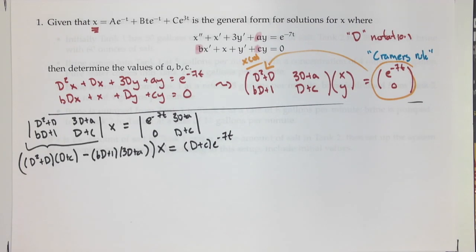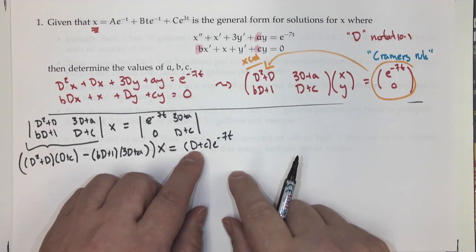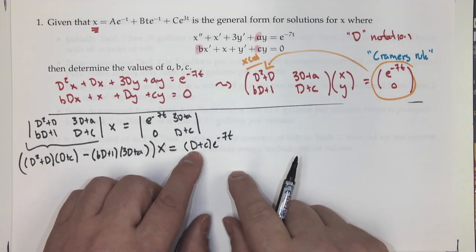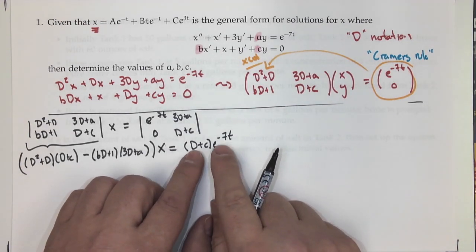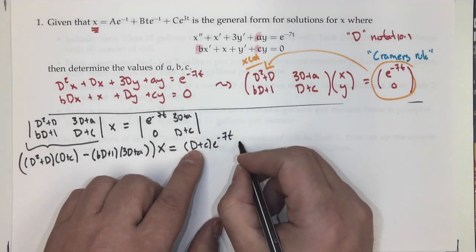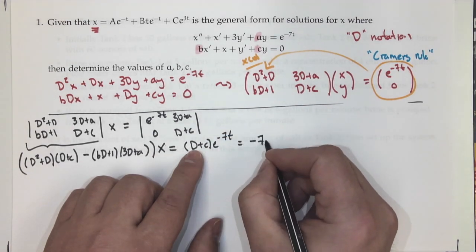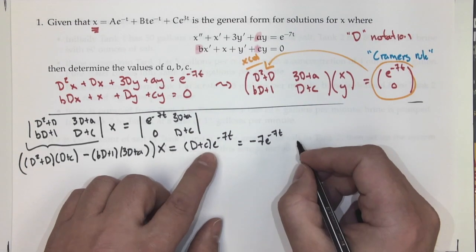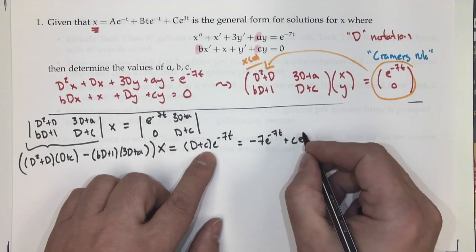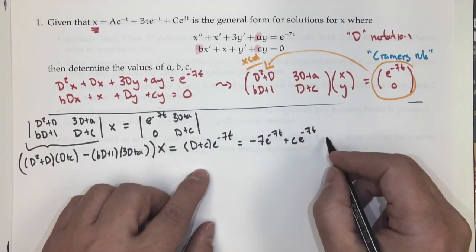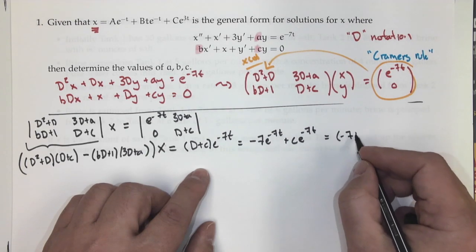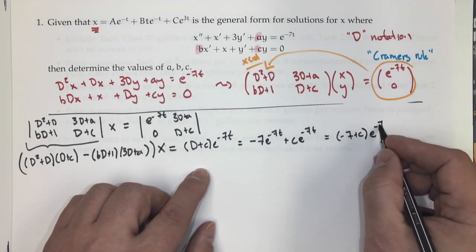Okay, well, let's clean up that right-hand side. So remember, d stands for derivative. If I'm taking the derivative of e to the minus 7t, that would be minus 7 e to the minus 7t, and then there's a plus c e to the minus 7t. So we can write this as minus 7 plus c e to the minus 7t.